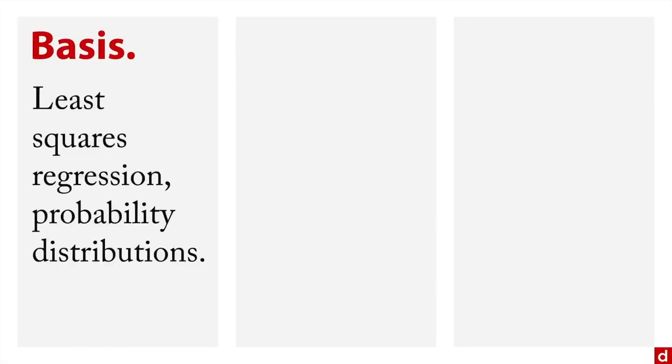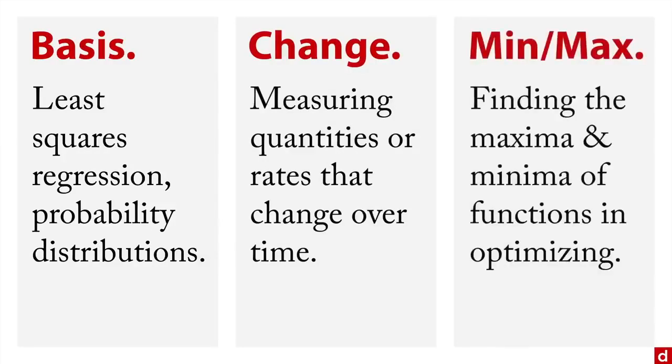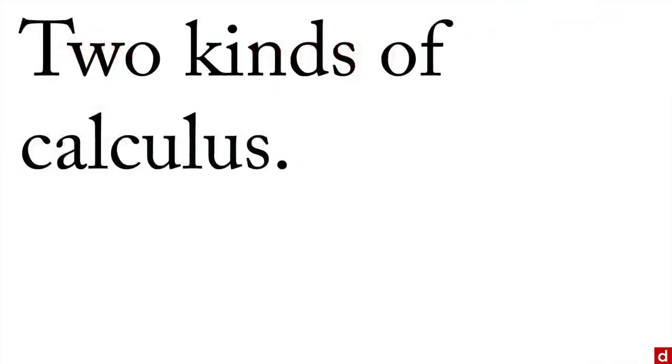And there are 3 reasons why calculus is important for data science. Number one, it's the basis of most of the procedures that we do. Things like least squares regression and probability distributions, they use calculus in getting those answers. Second one is if you're studying anything that changes over time. So if you're measuring quantities or rates that change over time, then you have to use calculus. Calculus is used in finding the maxima and the minima of functions, especially when you're optimizing, which is something I'll show you separately.